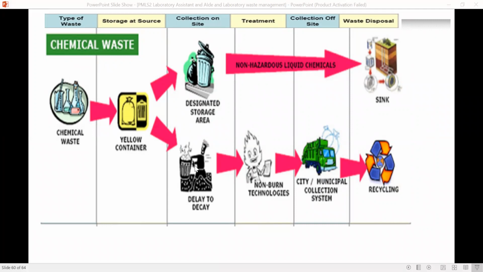So yung iba dine-delay to decay until that loses yung kanyang concentration. Okay. And then non-burn technologies, usually pag chemical yan, lalagyan din ng chemical to neutralize. Okay. And then yung iba yan, i-recycle. So usually that will be collected by the licensed disposal company.